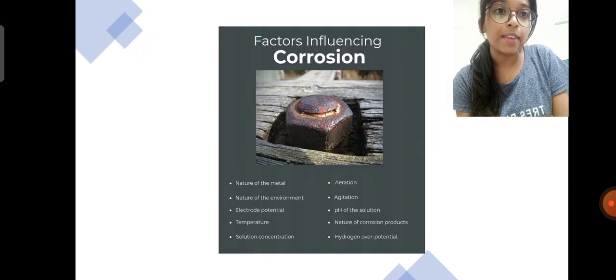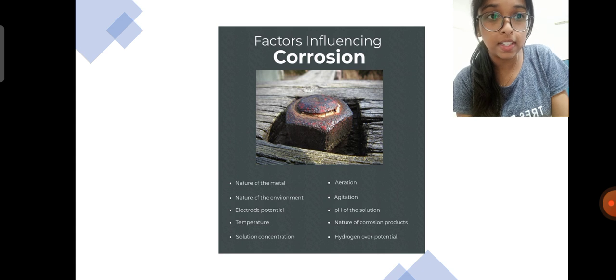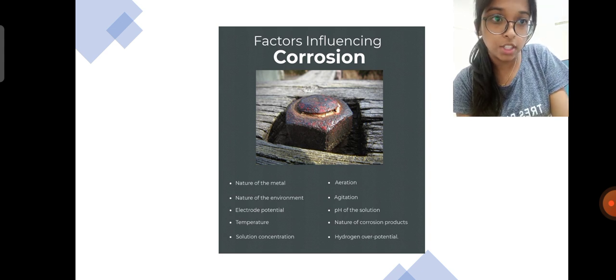Next, we'll see the factors influencing corrosion, like nature of the material, nature of the environment, electrode potential, temperature, solution concentration, aeration, agitation, pH of the solution, nature of the corrosion products, and hydrogen overpotential.